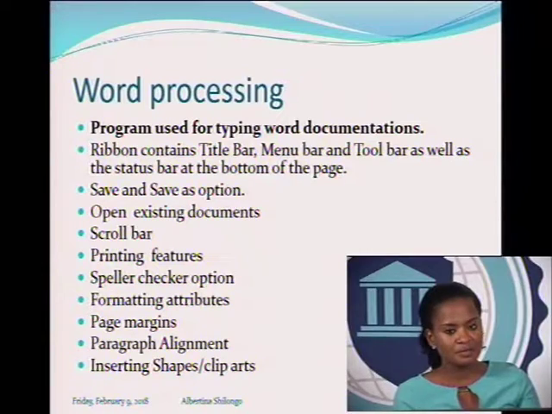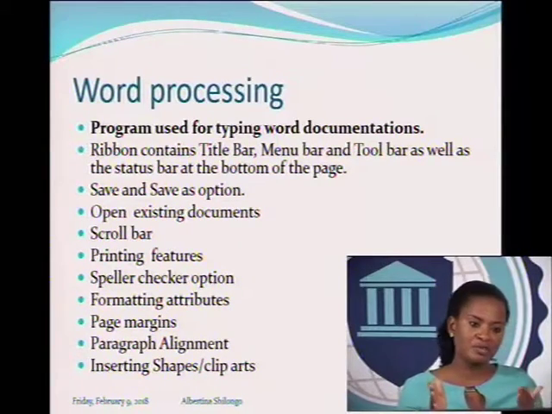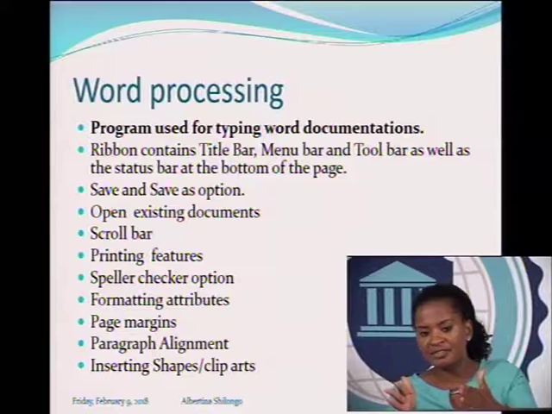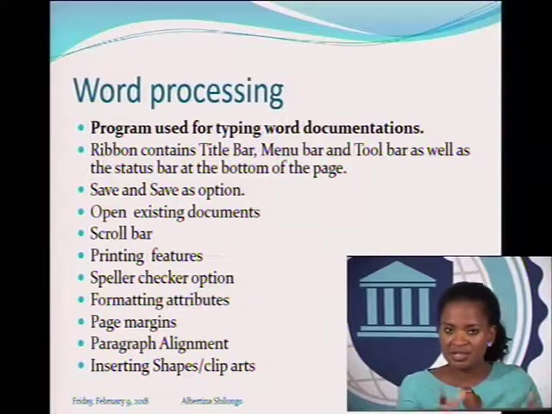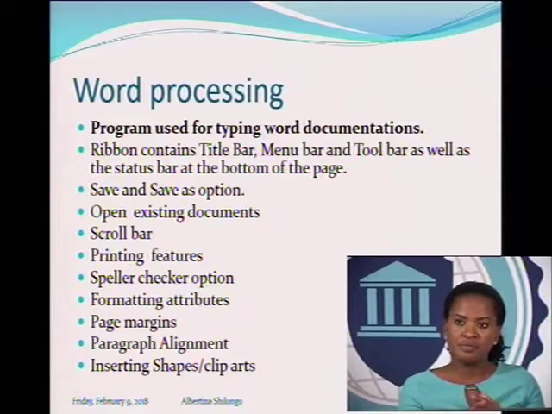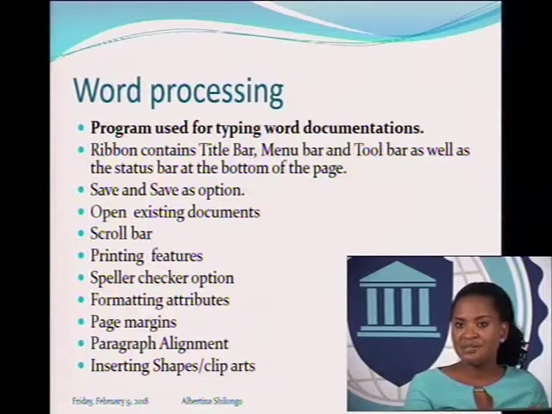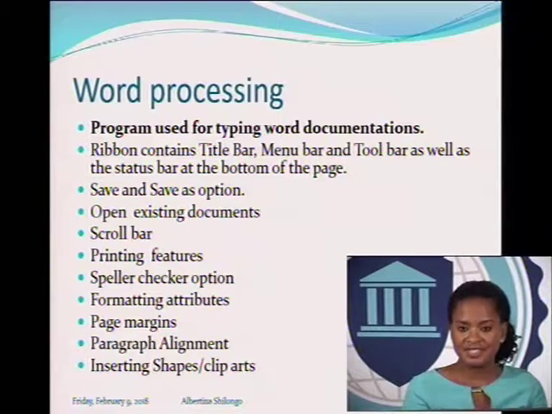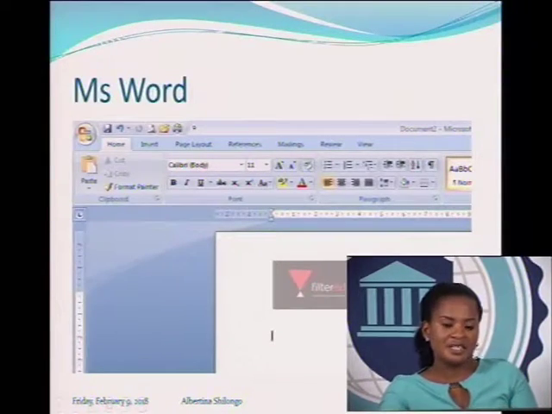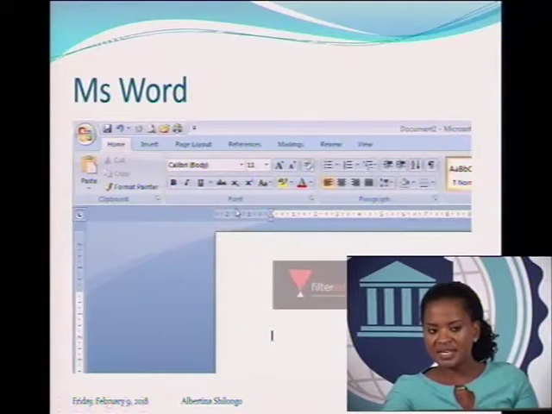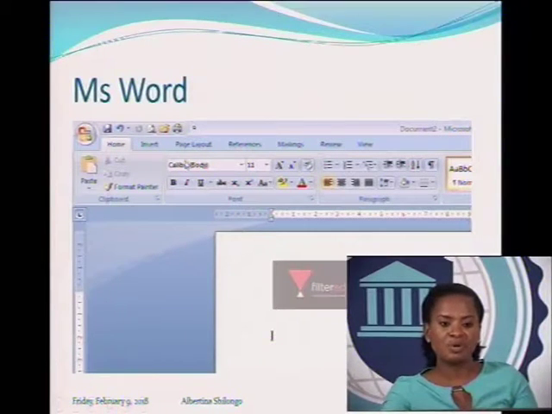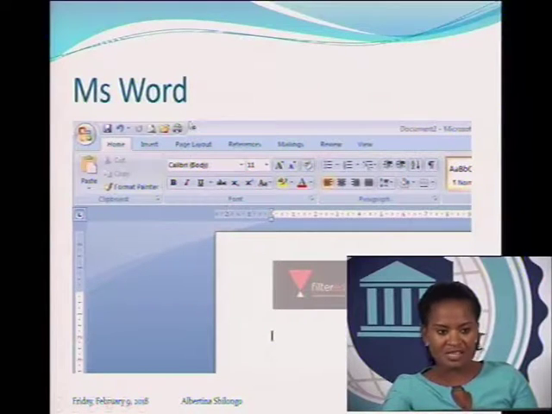Paragraph alignment is where you set your paragraph to say that I want it to be aligned on the left, on the right, or I want it to be center aligned. With this program also, you can insert shapes, you can insert pictures, it gives you all these features. And this is an example of Microsoft Word opened. So these are the features that I was talking about.